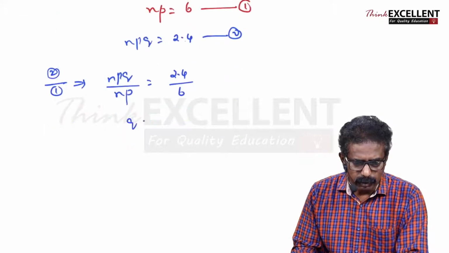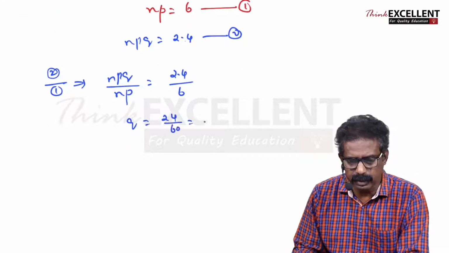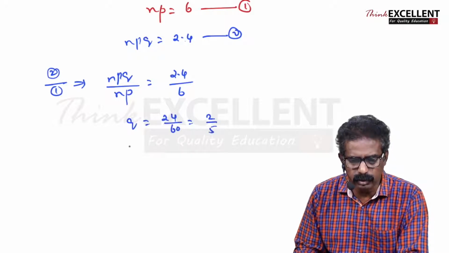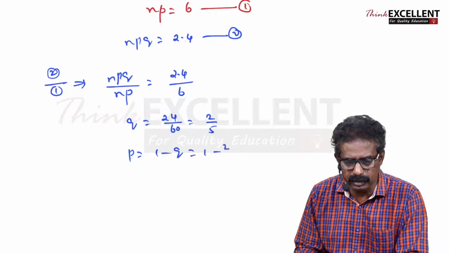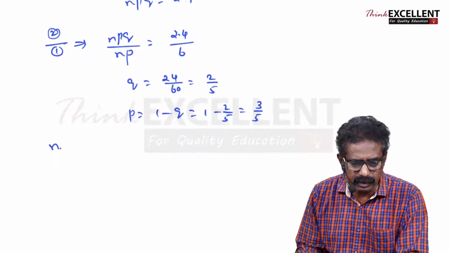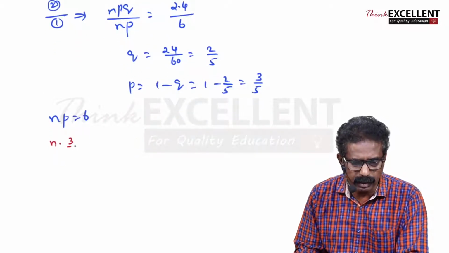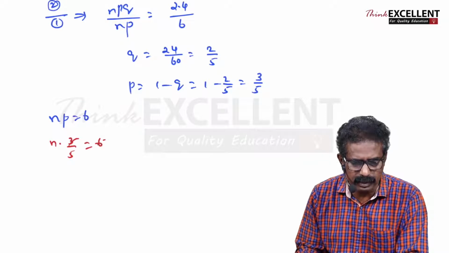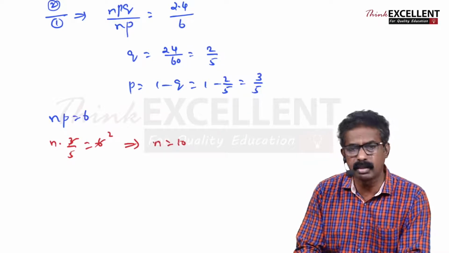Cancel NP, so Q equal to 24 by 60, cancel by 12 table, 2 by 5. So Q equal to 2 by 5, so P equal to 1 minus Q, 1 minus 2 by 5, that is 3 by 5. So NP is 6, substitute the value. N into P value 3 by 5 equal to 6, 3 table cancel 2, cross multiply, N equal to 5 into 2, 10. Now you know all the values.